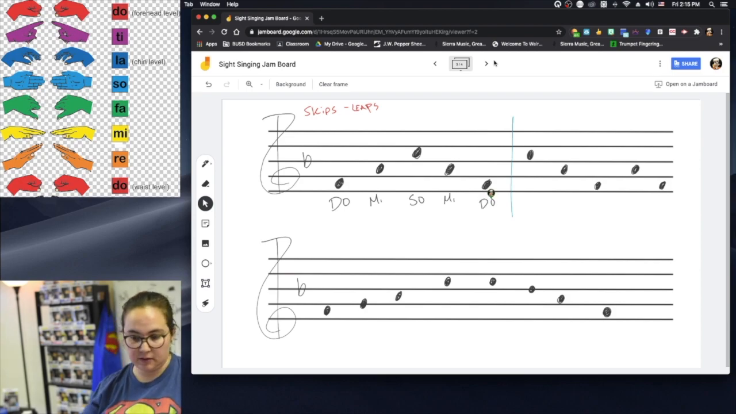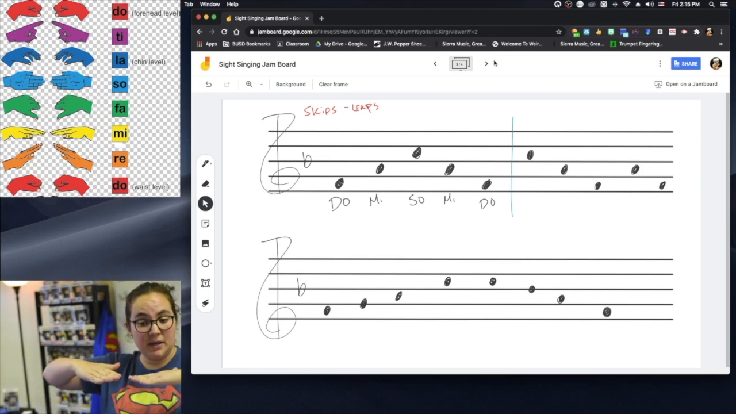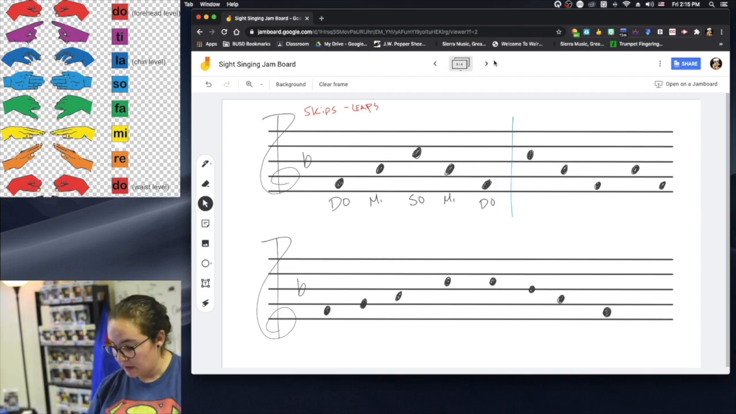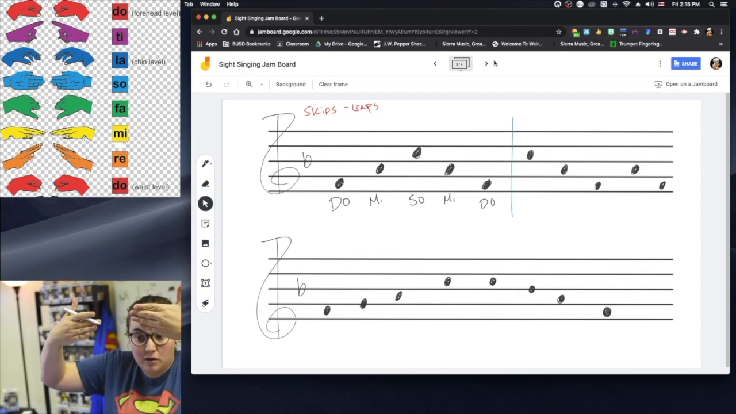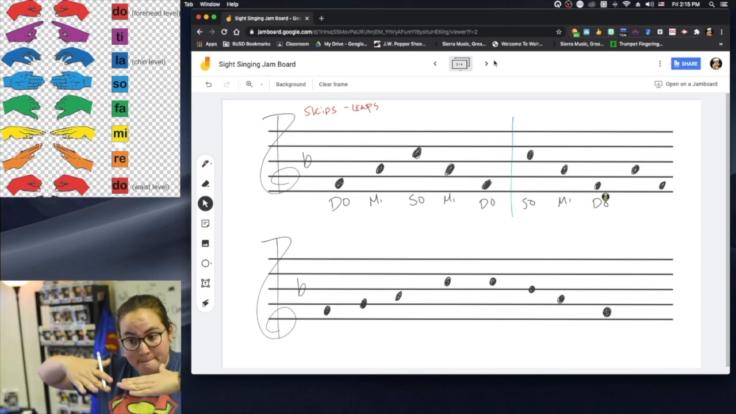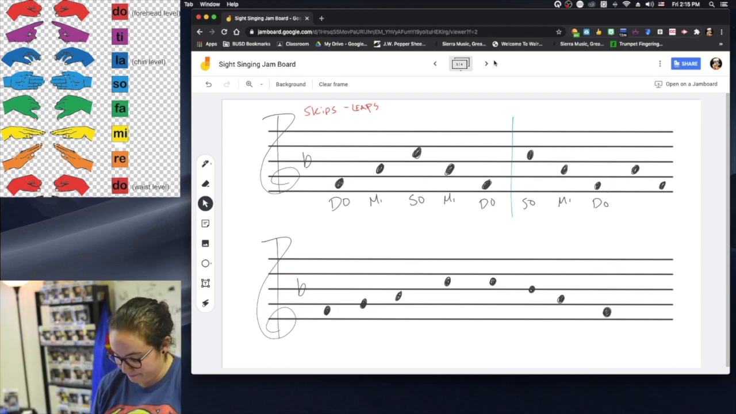So I've got do, re, mi, fa, sol, fa, mi, re, do. That has everything in a line. But if we go do, mi, sol, mi, do, we skipped re and fa, and we skip through that. Do, mi, sol, mi, do. We can also start anywhere inside a skip. So I can start on that sol, which is what I have going on here. Sol, mi, do, mi, do.